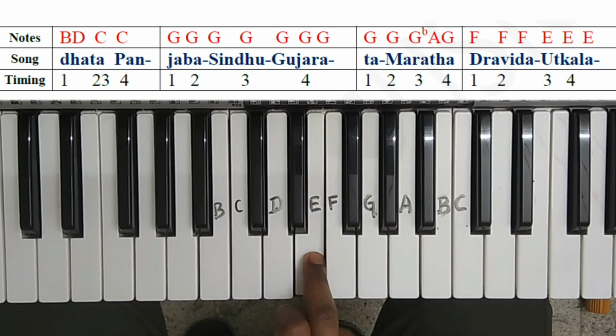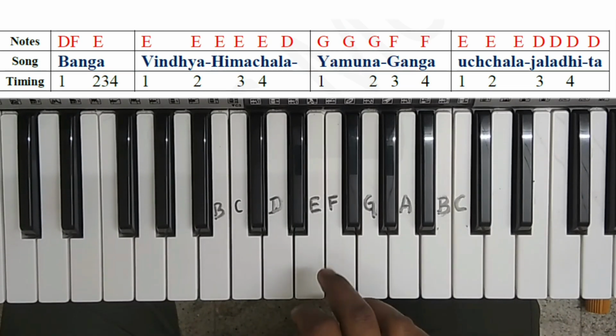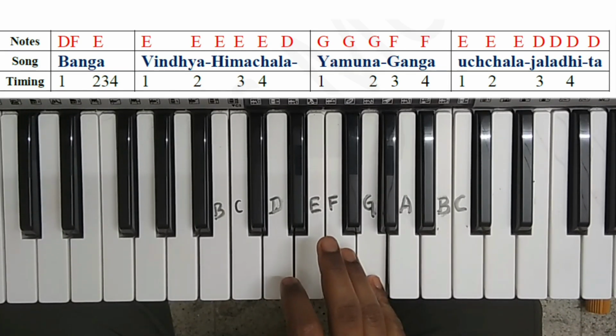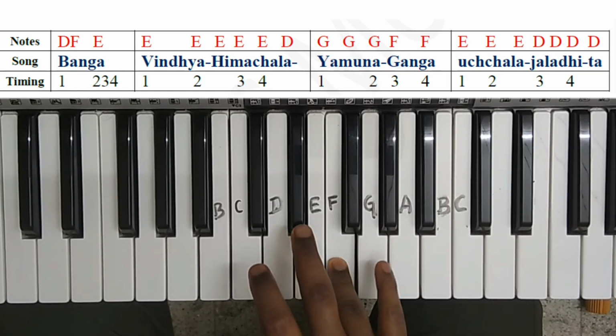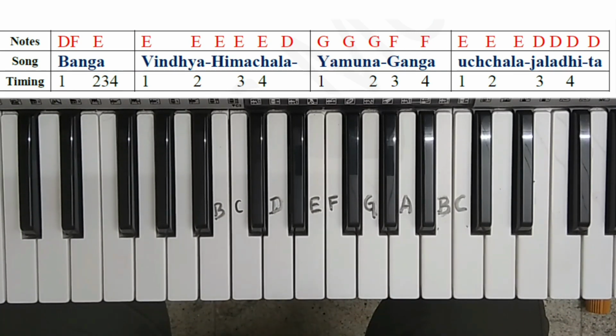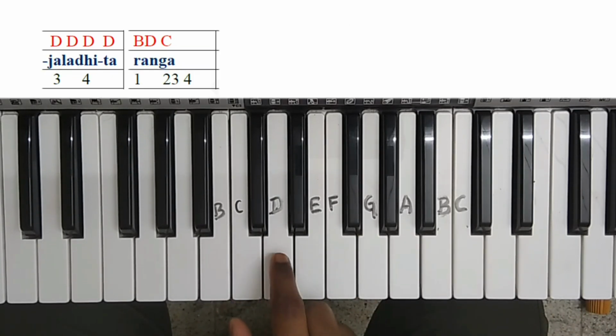F, then Utkala, E. Banga, D, F, E. Then Vindhya, Himachala. Vindhya, E, then Himachala, E. Then Yamuna, G, G, G, Ganga, F, F, Uchchhala, E, E, E, Jaladhi, D, then it is Jaladhi, Jaladhi Taranga, D, D, D, D, B, D, C.